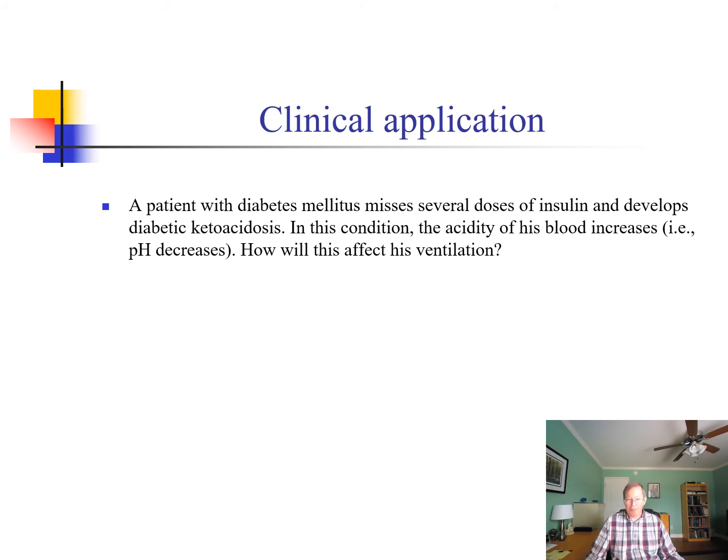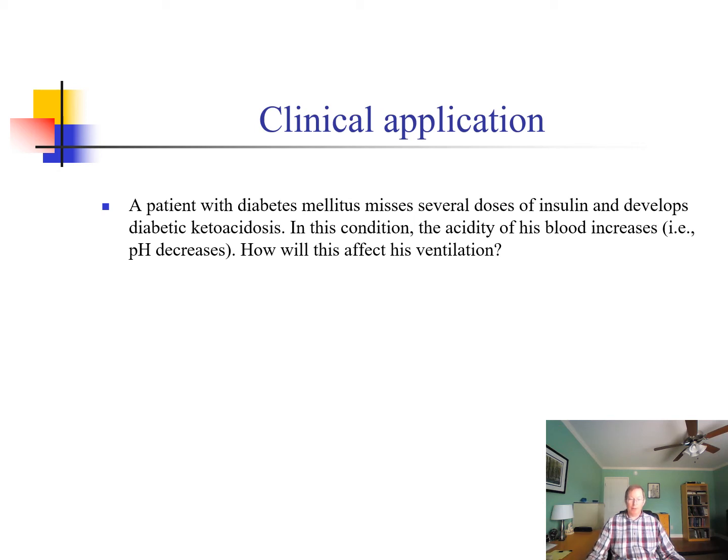How about this one? A patient with diabetes mellitus misses several doses of insulin and develops diabetic ketoacidosis. In this condition, the acidity of the blood increases, that is, the pH decreases. How will this affect ventilation, if at all? You have to think about this. Why would ventilation change based on the pH of the blood changing?